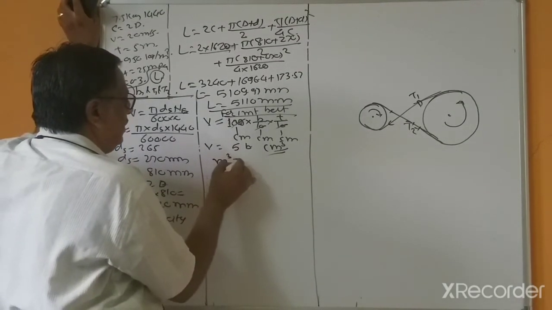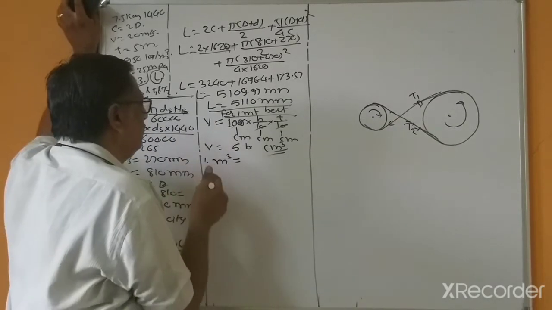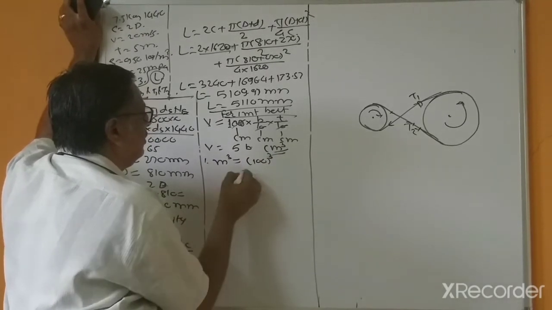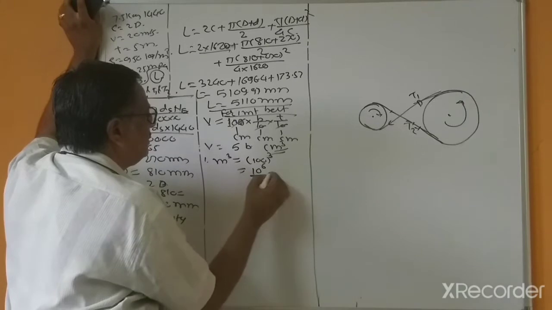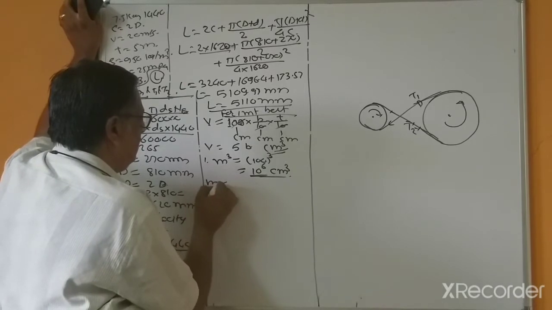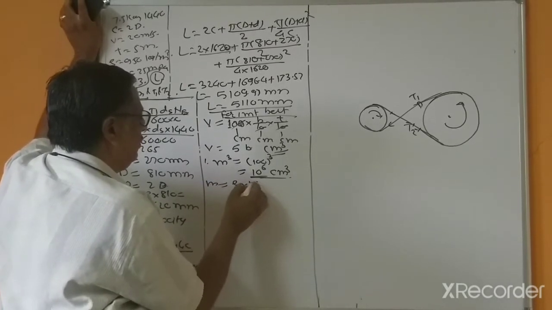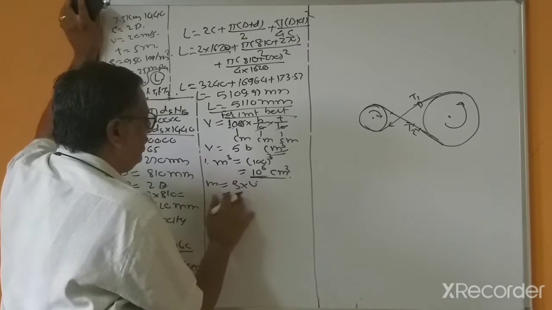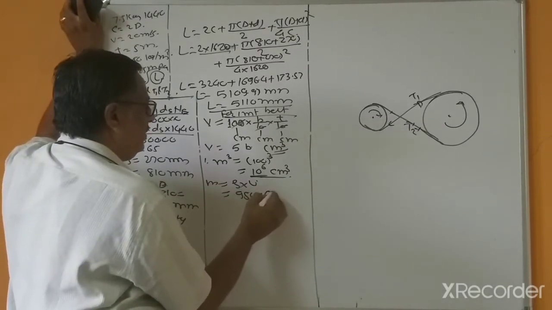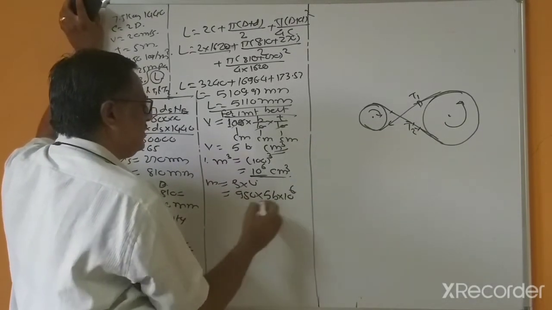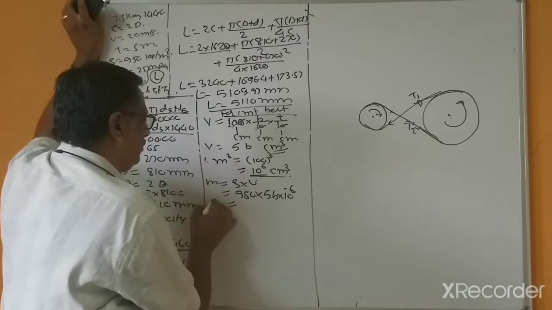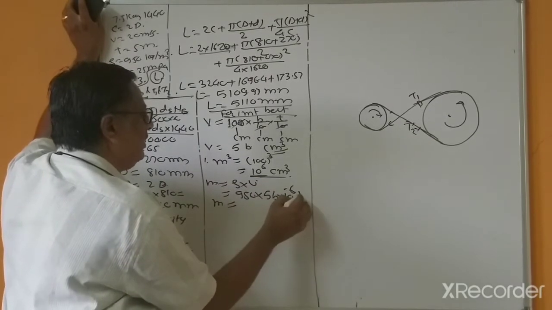One meter cube equal to 100 into 10 to the power 6 centimeter cube. So that's why M equal to density into volume. This is 950 multiplied by 5B into 10 to the power minus 6. And this is in terms of B.